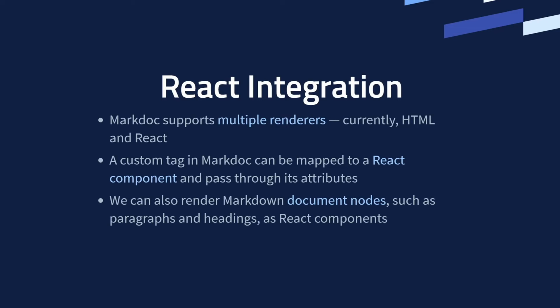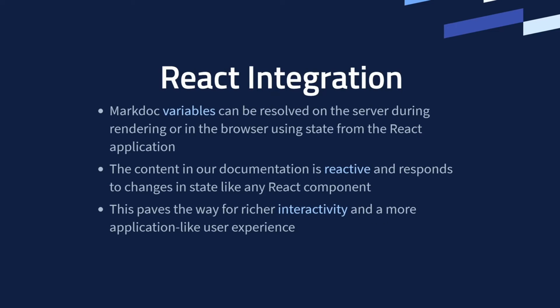So you can pick a React component for things like paragraphs, for headings, for ordered lists, and so on. It's worth noting that Markdoc's regular HTML renderer works really well with standards-based web components. So you can get many of the same advantages as Markdoc's React renderer without having to use React. I've done some testing with the lit-html web component framework, and it works really nicely with Markdoc's HTML renderer. So Markdoc variables can be resolved on the server at render or build time, or in the browser using state from the React application.